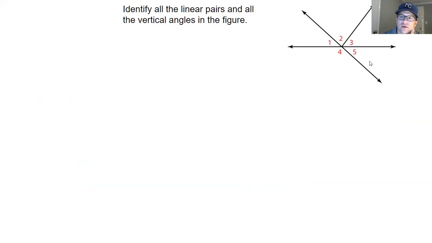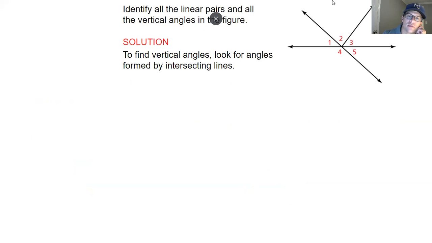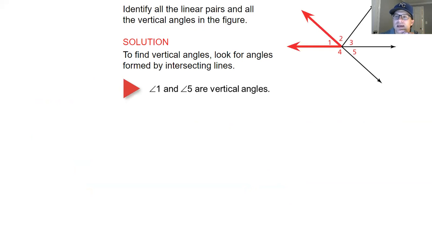Okay, so using the diagram right here, identify all linear pairs and all vertical angles in the figure. To find the vertical angles, you're going to look for the ones that are formed by intersecting lines. So this red angle, number 1, and the green angle, number 5, share a common vertex, but they don't have any common sides, and you can draw a straight line through to form the intersecting point. So 1 and 5 are vertical.